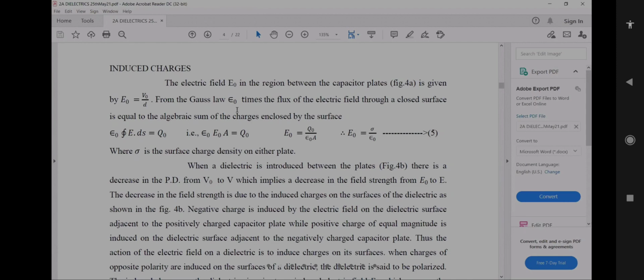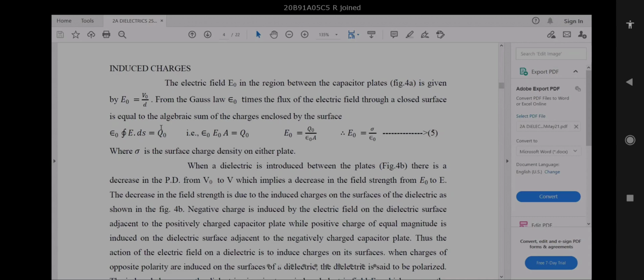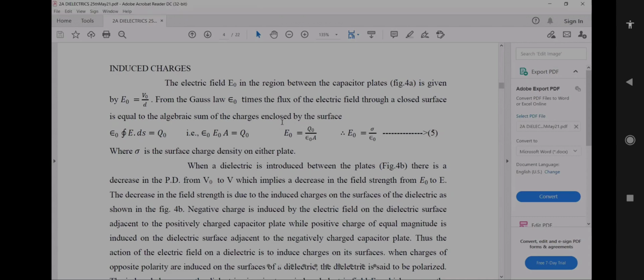From the Gauss law, epsilon naught times the flux of the electric field through a closed surface is equal to the algebraic sum of the charges enclosed by the surface. So this is Gauss law. According to Gauss law, the flux through a closed surface is equal to 1 by epsilon naught times the net charge enclosed within the surface, and that can be written as epsilon naught integral E dot ds is equal to Q naught.